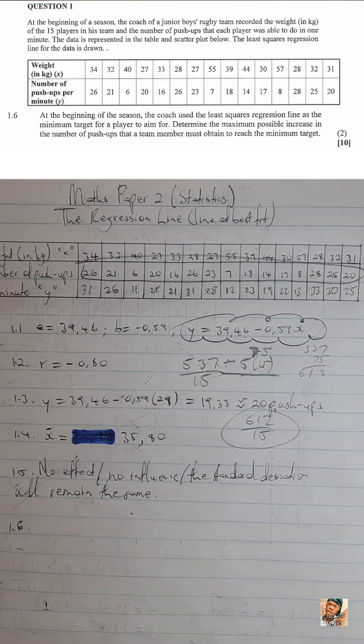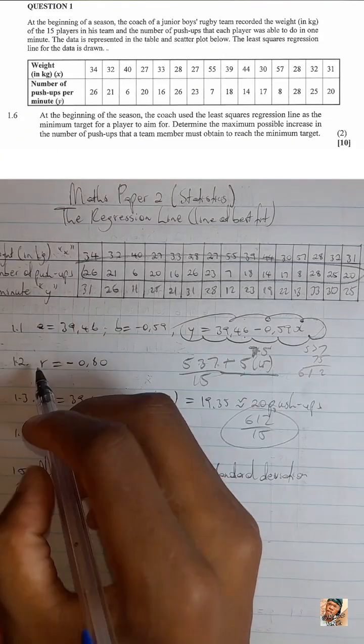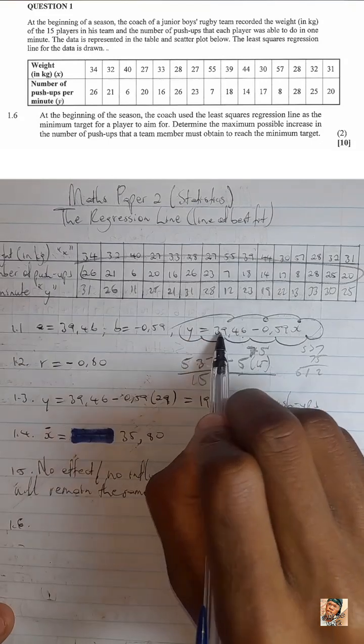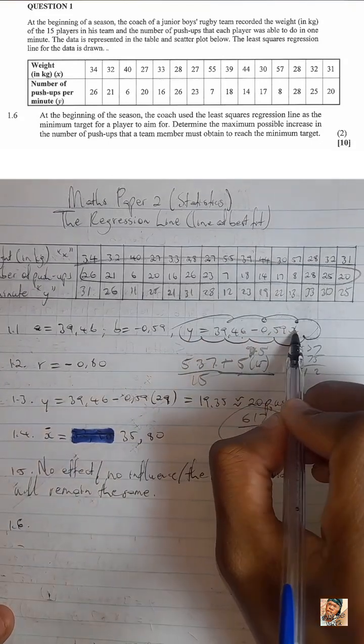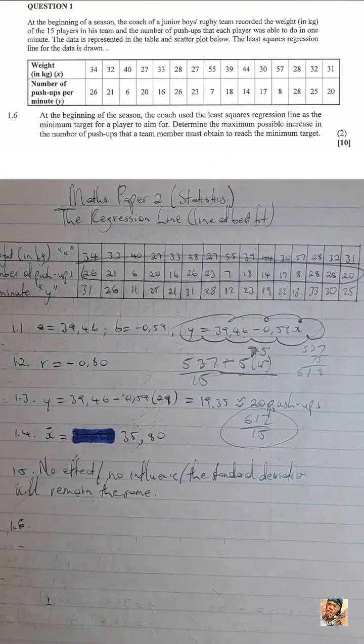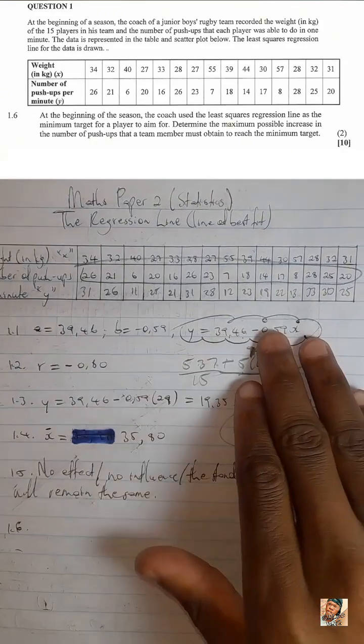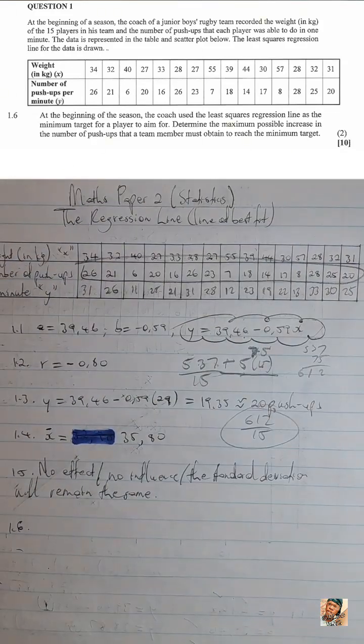At the beginning of the season, the coach used the least squares regression line as the minimum target for each player to aim for. So each player was aiming for the minimum that the coach was setting, following the regression line. So remember that the regression line is y. Okay, this is the regression line. Where is it at? Okay, here. y is equal to 39.46 minus 0.59x. Okay, so now they're saying at the beginning of the season, the coach used this regression line as the minimum target for each player to aim for.